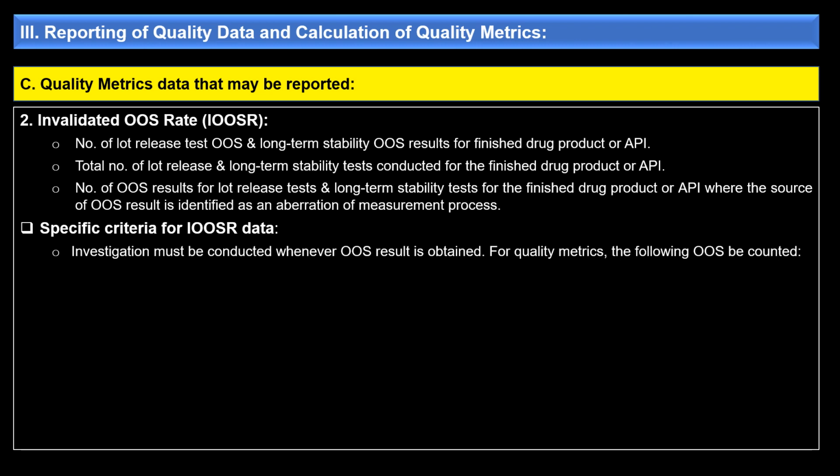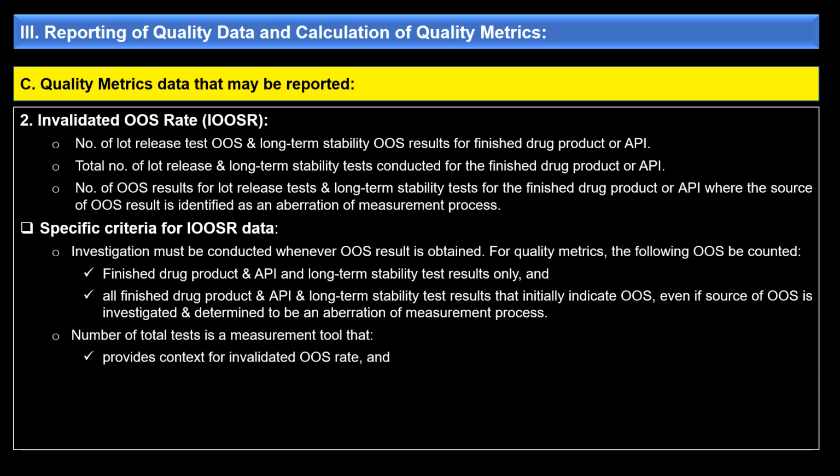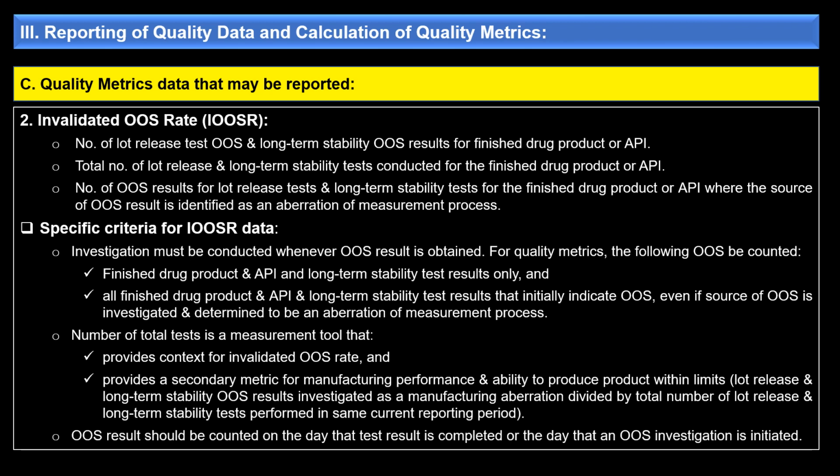For quality metrics, the following OOS should be counted: finished drug product and API and long-term stability test results only. All finished drug product and API and long-term stability tests that initially indicate OOS, even if the source of the OOS is investigated and determined to be an aberration of the measurement process, that is, it is invalidated. The number of test results is a measurement tool that provides context for the invalidated OOS rate and provides a secondary metric for manufacturing performance and ability to produce within limits.